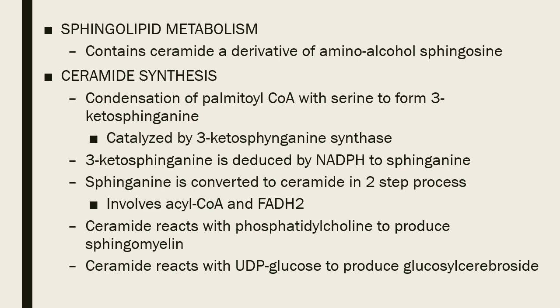Your ceramide synthesis begins with the condensation, the combination, of palmitoyl coenzyme A with serine to produce 3-ketosphinganine. That reaction is catalyzed by 3-ketosphinganine synthase. This 3-ketosphinganine is reduced by NADPH to produce sphinganine.